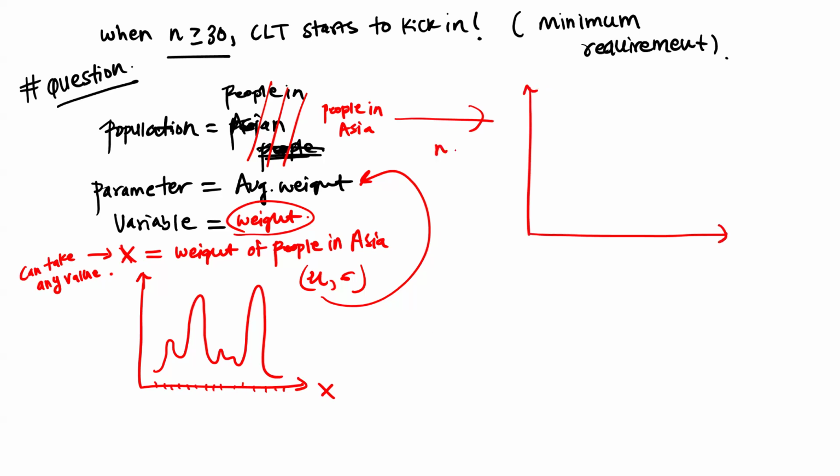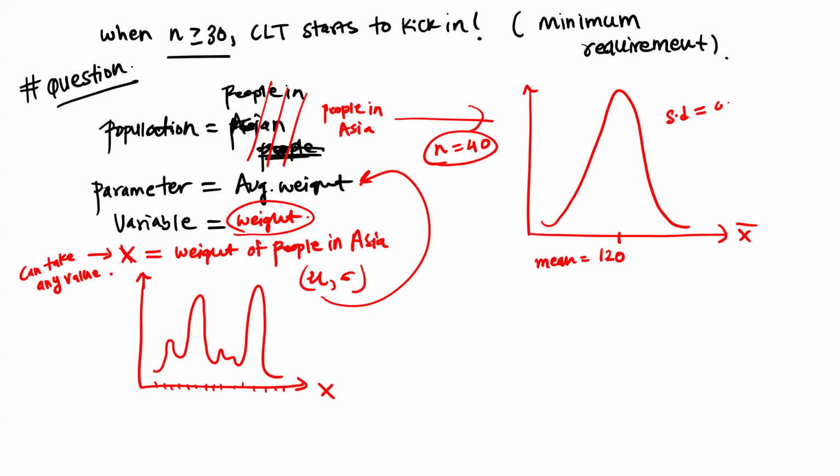Let's say I take a sample size of 40. And what about my sampling distribution? It'll look like a normal distribution, right? And let's say the mean is 120 and the standard deviation is 0.4. Okay. Now based on this, can you go back and tell me what the mean and the standard deviation of your population is?